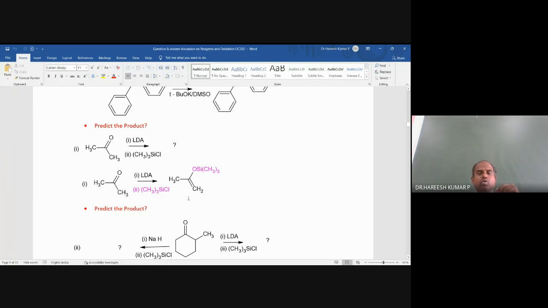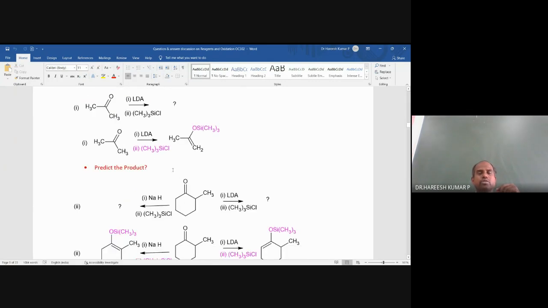And here one more thing you need to remember. So what is forming? The forming one is ene, means silyl enol ether. Silyl enol ether is the product if you are using trimethyl silyl as an electrophile. So that means LDA captures this proton and forms an anion. That anion can come over here, and this bond pair will react with the silyl, and Cl will go out.